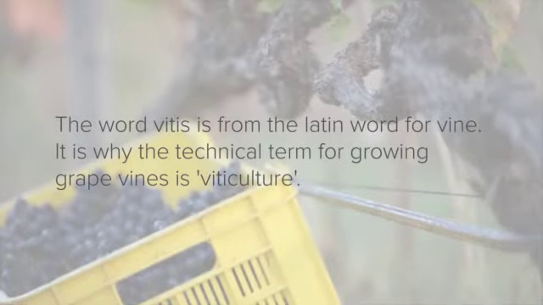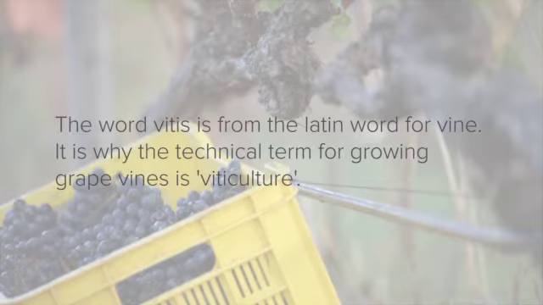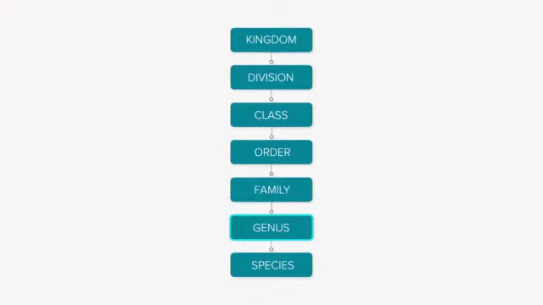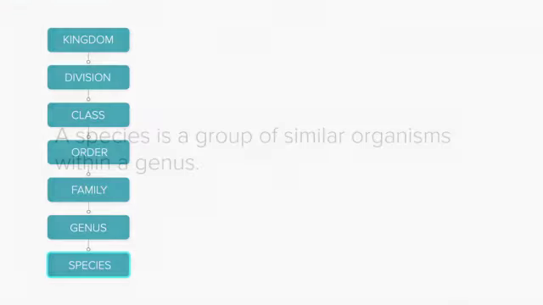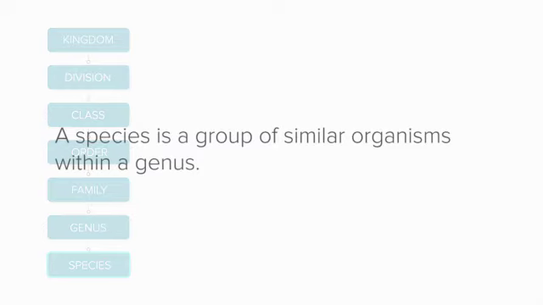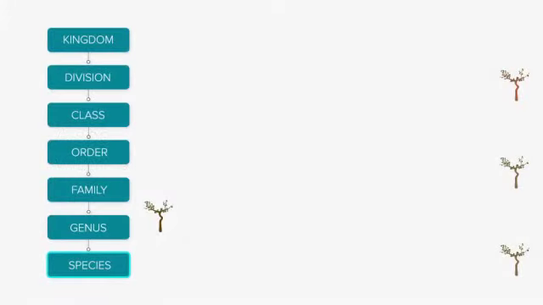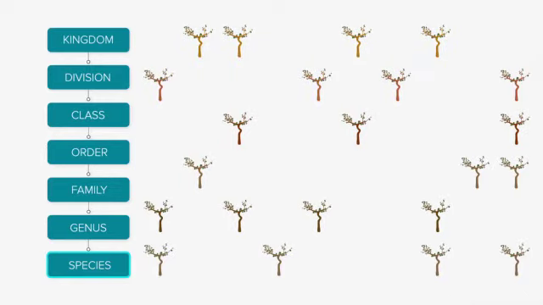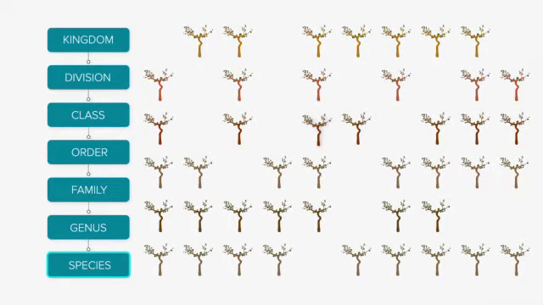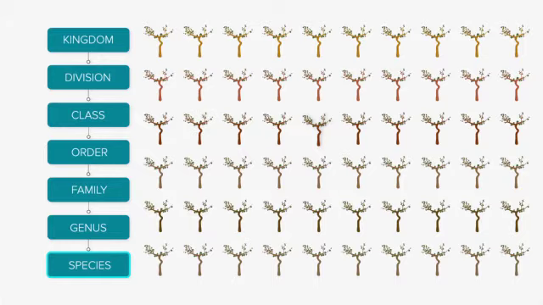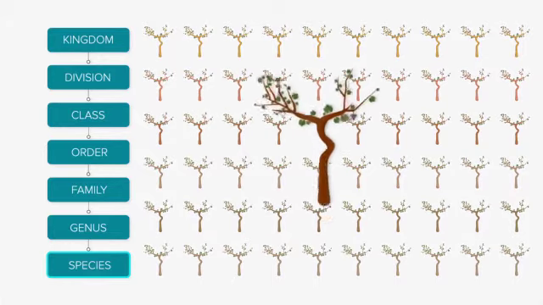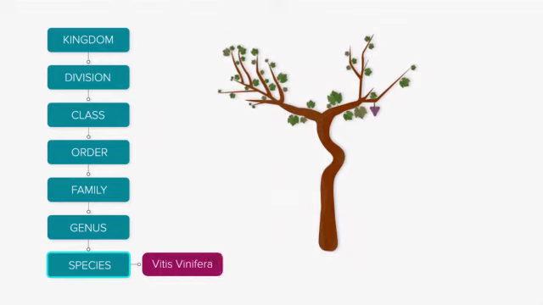Wine fact. The word vitis is from the Latin word for vine. It is why the technical term for growing grapevines is viticulture. The next step down in this classification is the species. A species is a group of similar organisms within a genus. There are around 60 different species of vitis, or grapevines, all with their own unique characteristics. And out of these different species, only one concerns us: the species Vitis vinifera. Nearly all the wines in the world are made from this species, Vitis vinifera.